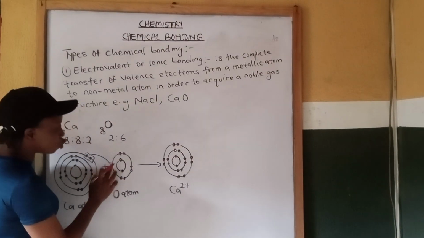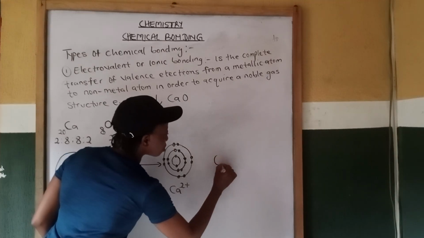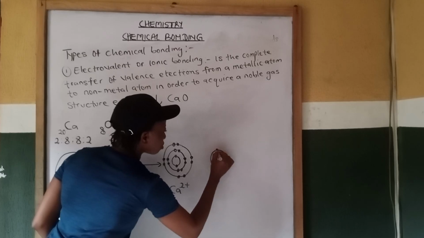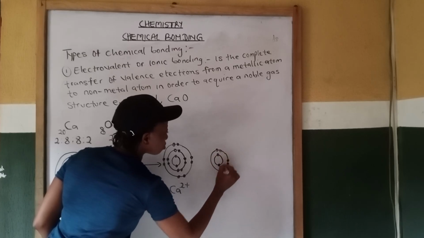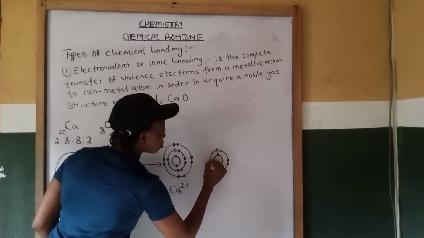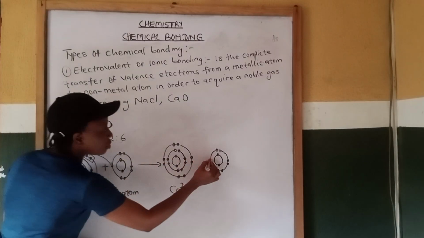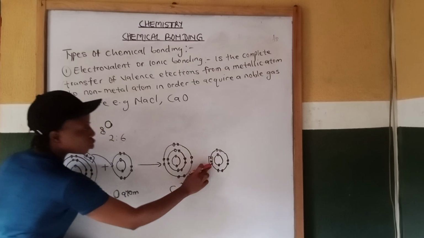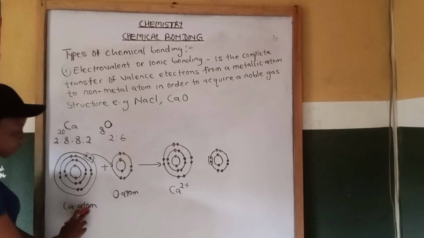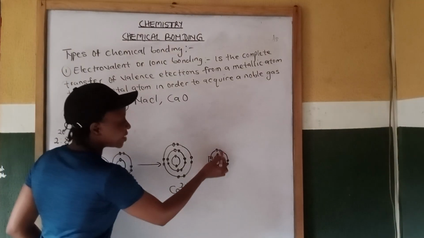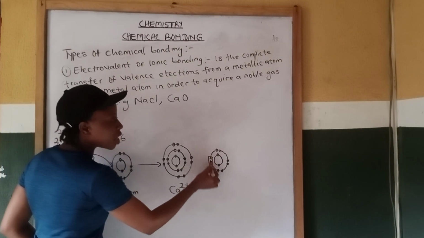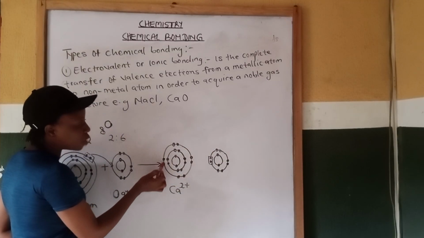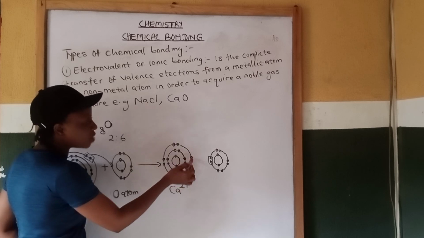So oxygen will now become 2, 8. These 2 electrons will come in, these are the 2 electrons from calcium. So it has completed its outermost shell too with 8 electrons. Then calcium too has completed its outermost shell with 8 electrons: 1, 2, 3, 4, 5, 6, 7, 8.